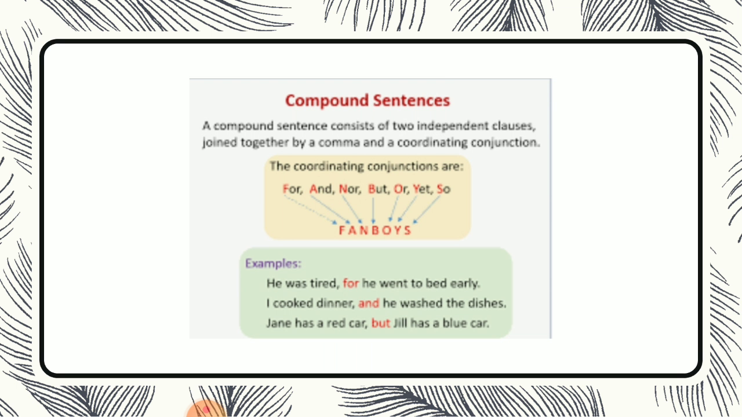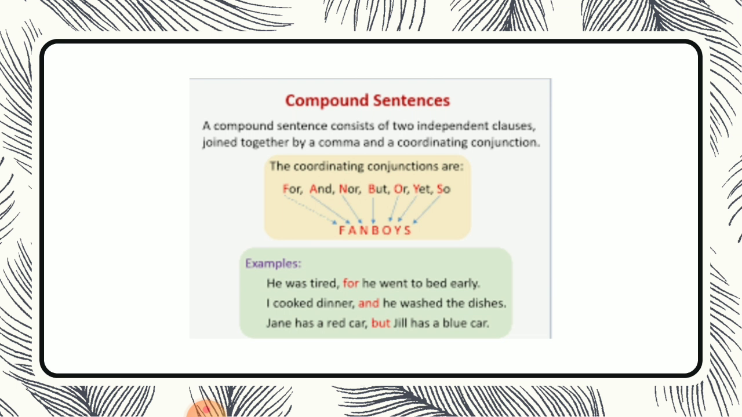A compound sentence consists of two or more independent clauses joined together by coordinating conjunctions. Students, you can remember the coordinating conjunctions with the concept of FANBOYS, where F is for, A is and, N is nor, B is but, O is or, Y is yet, and S is so.